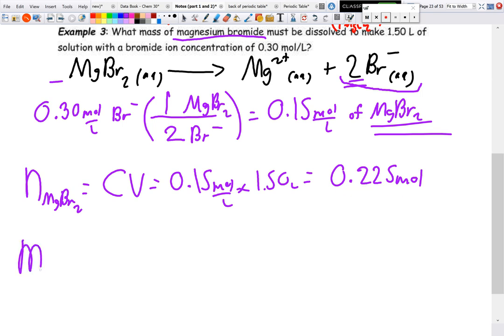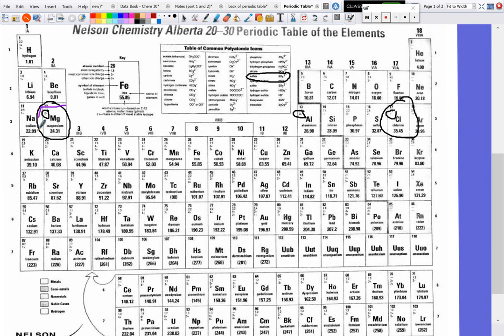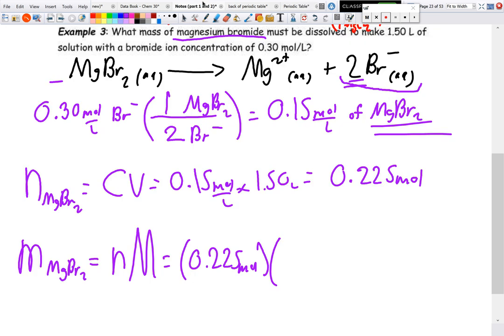Now finally, mass of magnesium bromide is equal to number of moles times our molar mass. So 0.225 moles times the molar mass of magnesium bromide. So just remember, back to your periodic table, we have magnesium, we have bromide this time, so we got 1 magnesium and 2 bromines. We add those molar masses together and we get 184.11 grams per mole, and we get our answer of 1.4 grams.